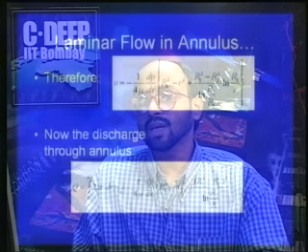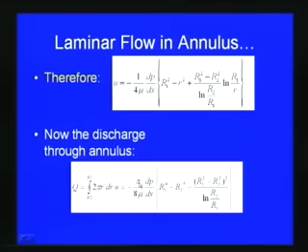So, q is equal to integral r2 to r1 2 pi r dr u, that is equal to minus pi by 8 mu into dp by dx into r1 to the power 4 minus r2 to the power 4 minus r1 square minus r2 square whole square divided by natural log r2 by r1. This gives the discharge, and then other parameters like shear stress and pressure variation, all other parameters we can find as we have done in the previous case for the pipe flow.